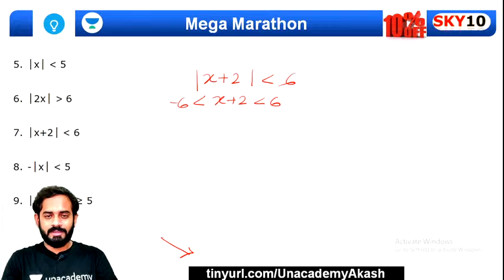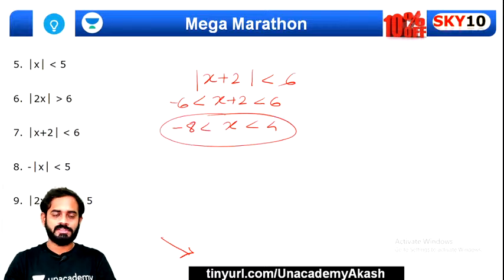So here x is less than 4 and greater than -8. So this will be the range of this second question, this next question. Fine. Chalo, next one.